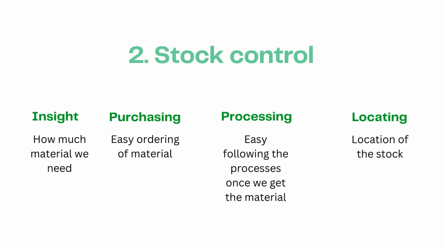Let's say you need to make a product A. You need to know how much raw material we need to make it, how easy it is to order from the supplier, and make sure it's very easy to follow the process. For example, you order the material, you can easily receive it inwards when you get it, and make sure you consume it when you make the product. After that, you should be able to locate it in your different racks or different locations. If you have more warehouses, you should be able to track your stock between different warehouses as well.